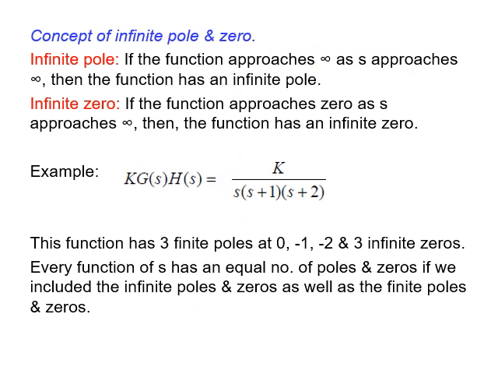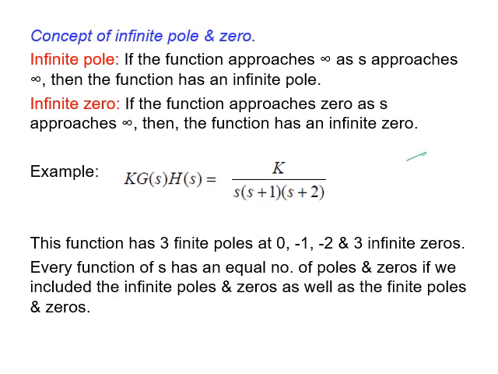Concept of infinite poles and zeros. Now, what will happen if the number of poles and zeros on the S-plane are not the same? If the number of poles and zeros on the S-plane are not the same, we are going to assume that the difference between the number of poles and zeros exists at infinity. What is the meaning of this?